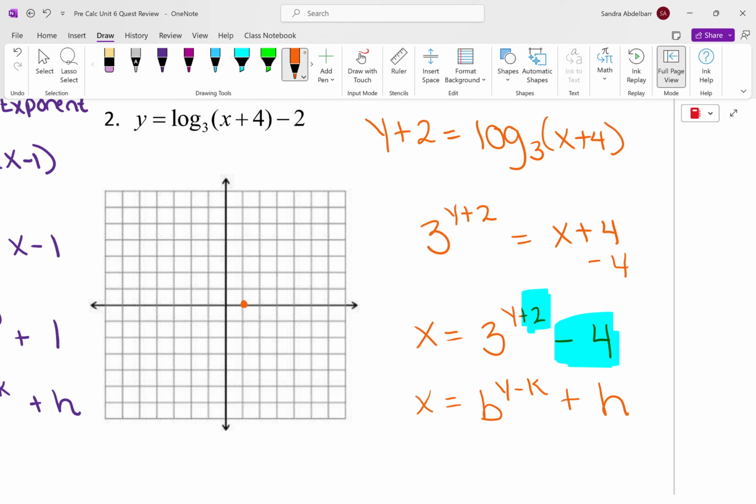So we're 2 units down, 4 units left. 1, 2, and then 1, 2, 3, 4. So here's my new key point. And then I'm going to have a vertical asymptote 1 unit to the left of my key point. Now, is this graph increasing or decreasing? Increasing from left to right. So it looks something like that.